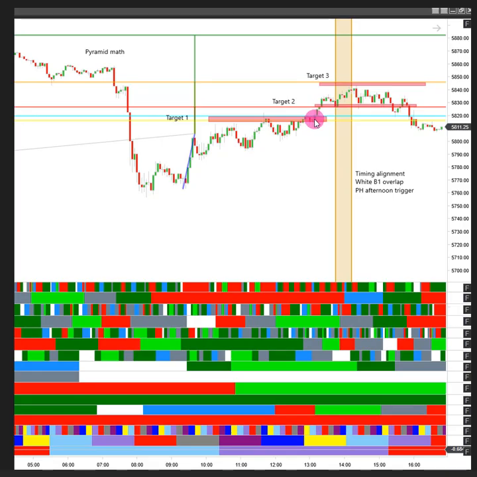Target 2, what happened? We broke, and when we break one of these levels, they become support for the bounce back. So what happened? We got the bounce on the retracement, and then went right to T3 there at the end of the window, and then we were down from there. So those are examples of the pyramid math and how I use that to project, and the points I choose to project from. That's very important as well.